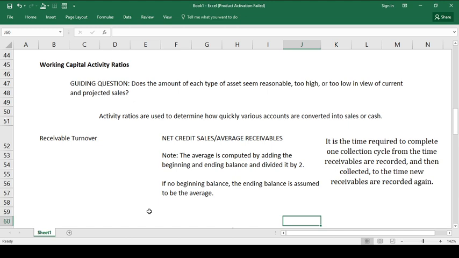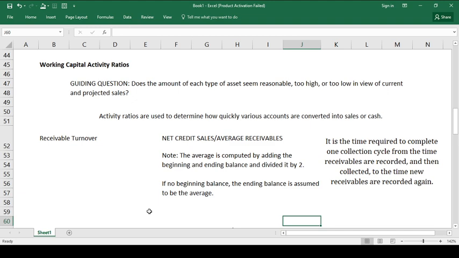beginning balance of the receivable, in this case, kasi we are talking about receivable turnover, and the ending balance of the receivable and divided it by 2. If no beginning balance, the ending balance is assumed to be the average balance.